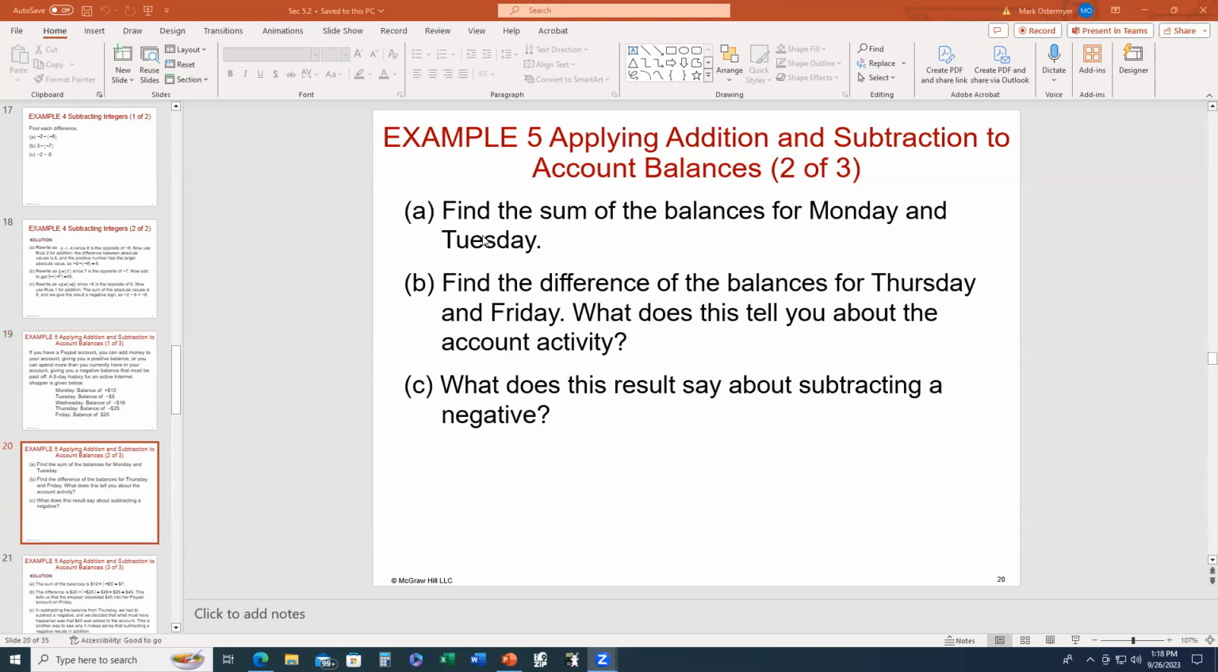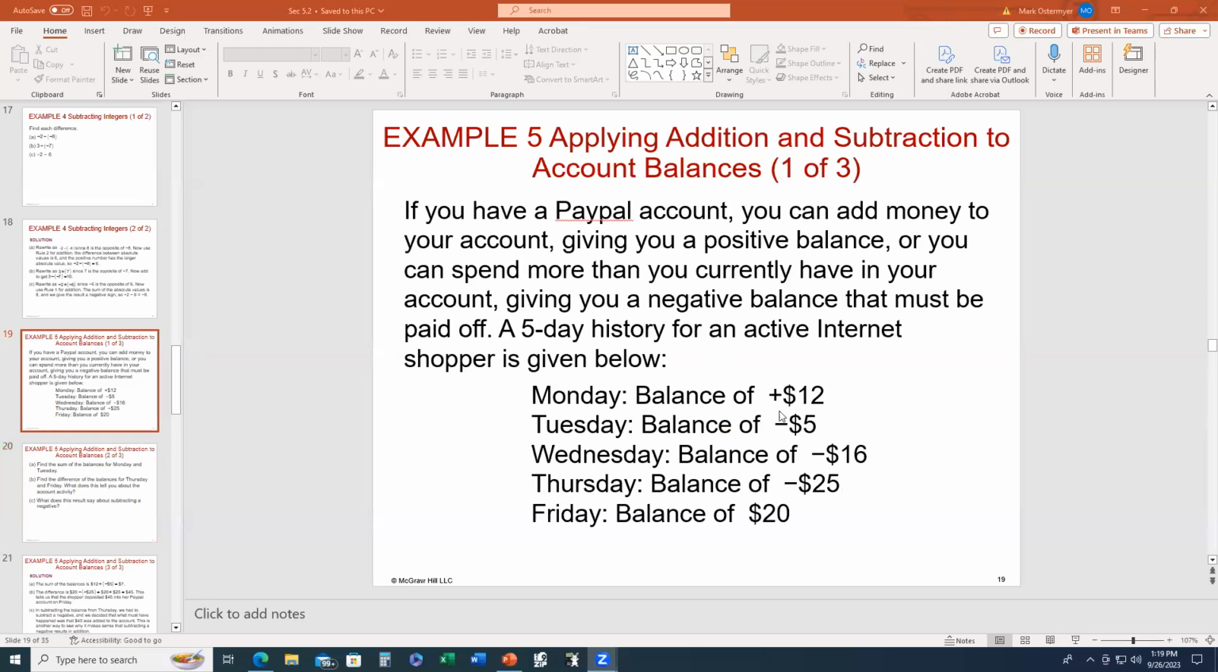Well, in A, it says find the sum of the balances for Monday and Tuesday. So what am I going to add together for the balances of Monday and Tuesday? A positive 12 added to a negative 5. And a positive plus a negative, we have a rule that says we take the difference, which is 7, and we attach the larger sign, which 12 being larger than 5 and it being positive would be a positive.